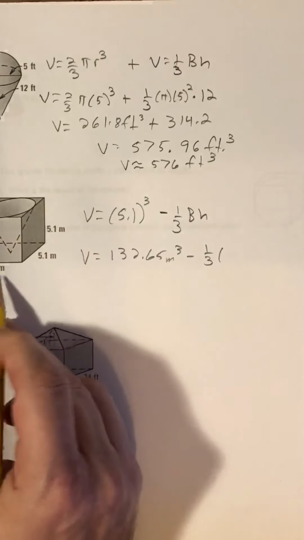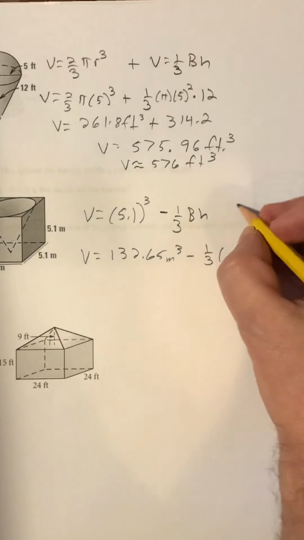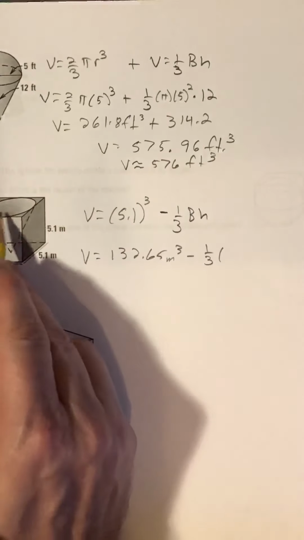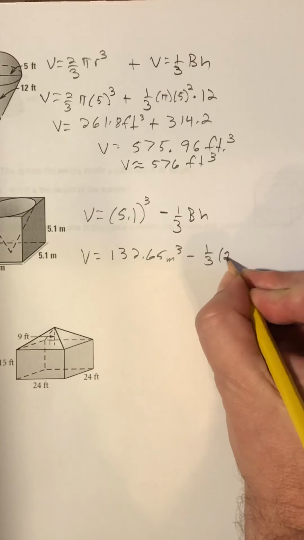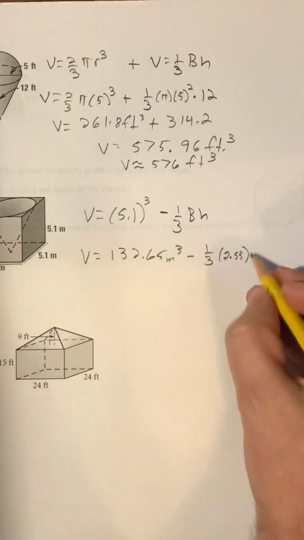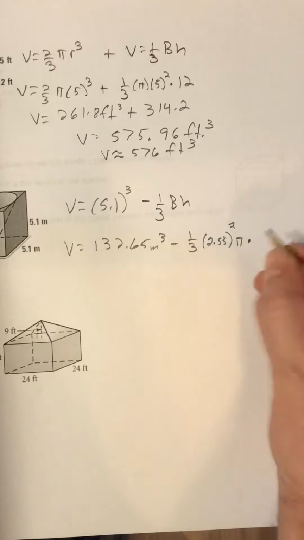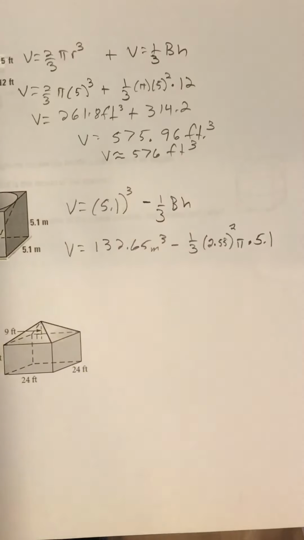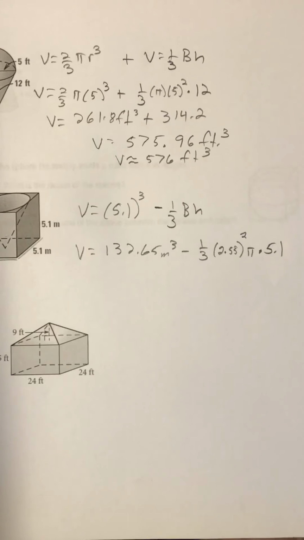1/3. Okay, so if each side of the cube is 5.1, then the radius of the cone is going to be 1/2 of 5.1, which is 2.55. So 1/3 radius squared times pi, and then I'm going to multiply that by the height, which would be the 5.1. Okay, so 1/2 of 5.1 is 2.55, and then we are going to subtract the volume of the cone from the volume of the cube.